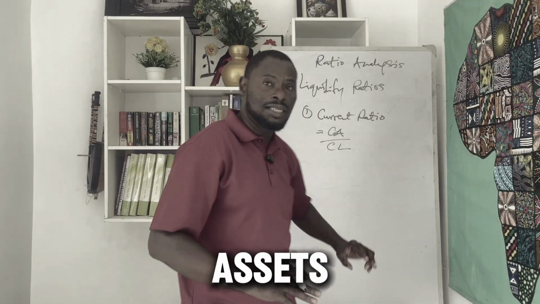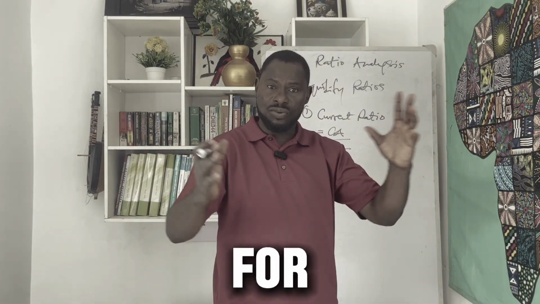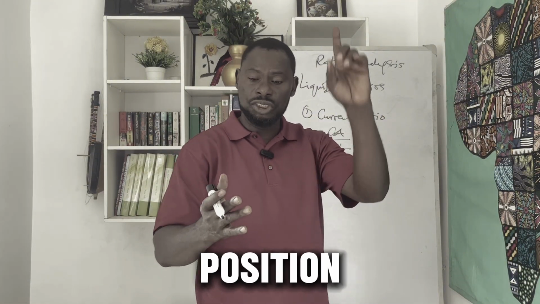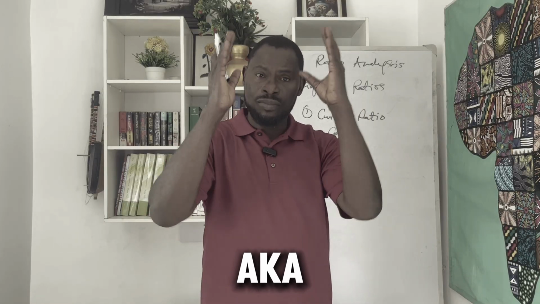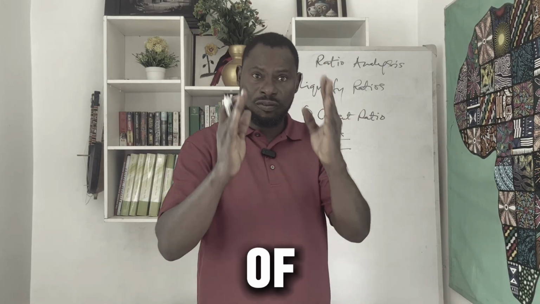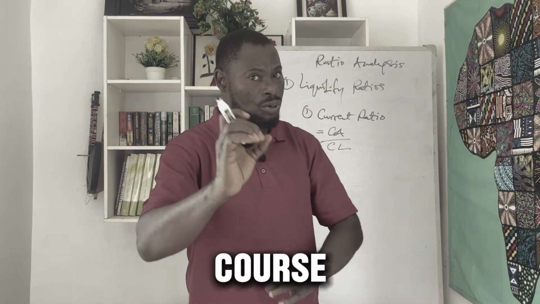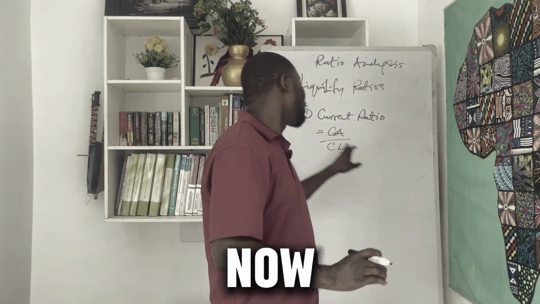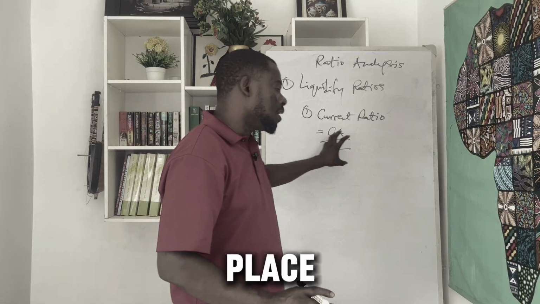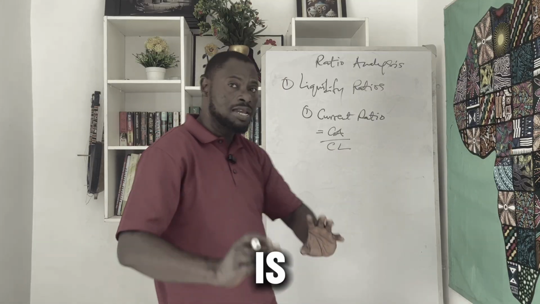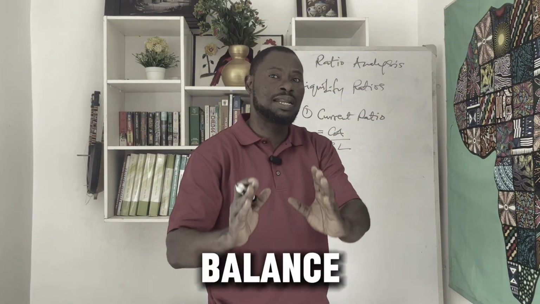The current assets are found only in one place. I mentioned all the financial statements for you. There's the statement of financial position, the statement of profit or loss and other comprehensive income, aka the income statement. There's the statement of cash flows, and then there's the statement of changes in equity. And of course, we have the notes to the accounts. Now, if you want to get the current assets, the first place to go to is the statement of financial position, which we call the balance sheet.